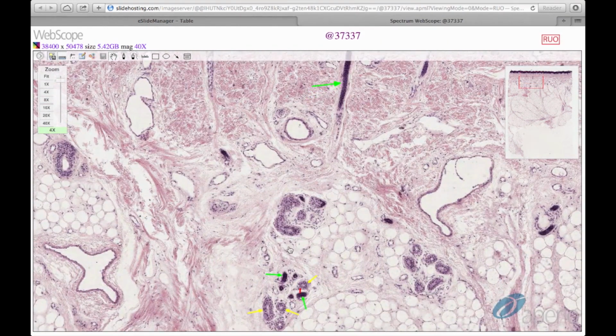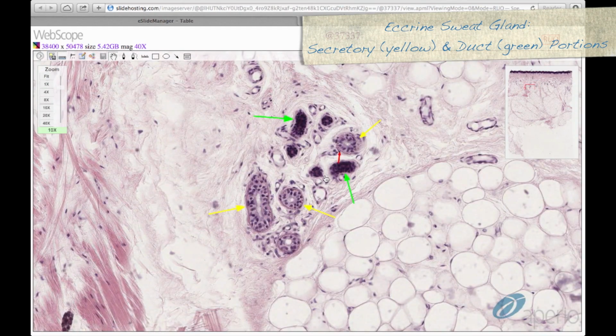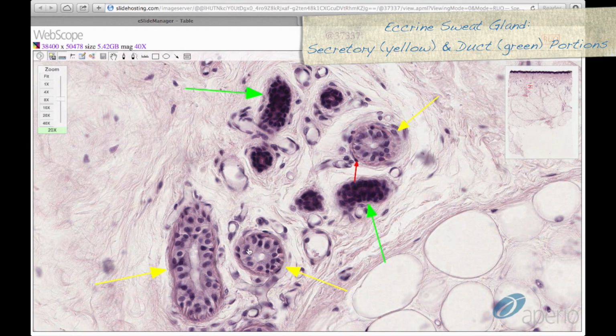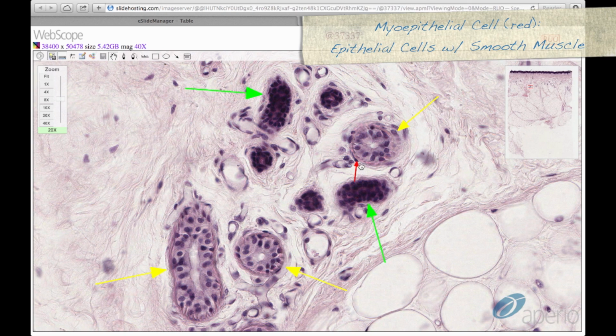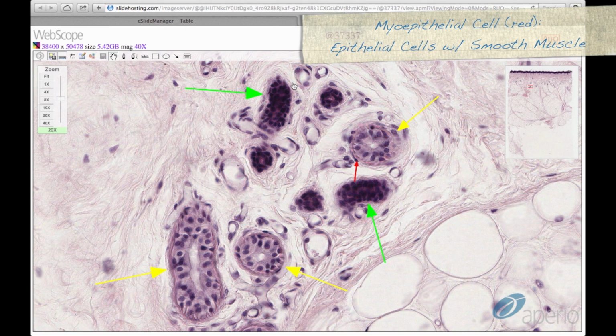Down here you can see components of an eccrine sweat gland, with a lighter stained secretory portion, indicated by the yellow arrows, and its darker staining duct, indicated by the green arrows. Surrounding the lighter staining secretory portion, you can see myoepithelial cells, indicated by the red arrow, which are epithelial cells that contain smooth muscle contractile properties and function to squeeze the fluid out of the acinus's lumen.